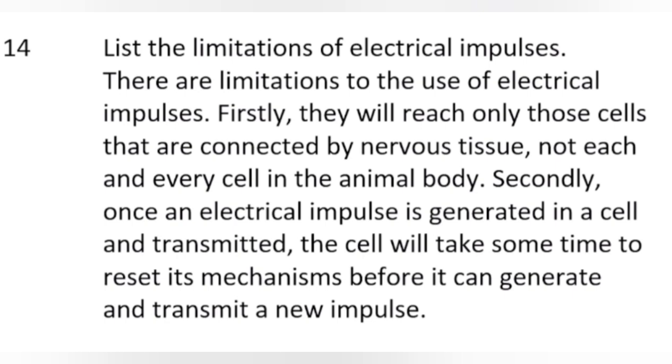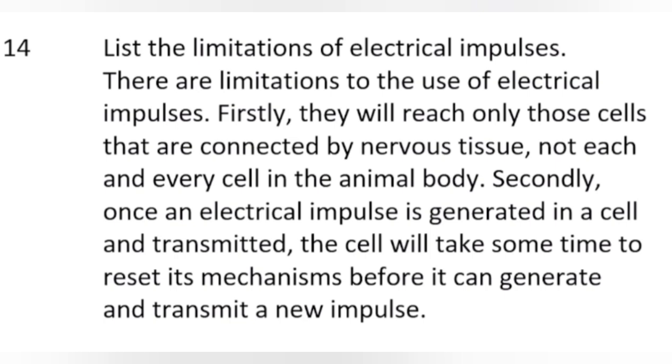List the limitations of electrical impulses. There are limitations to the use of electrical impulses. Firstly, they will reach only those cells that are connected by nervous tissue, not each and every cell in the animal body. Secondly, once an electrical impulse is generated in a cell and transmitted, the cell will take some time to reset its mechanism before it can generate and transmit a new impulse.